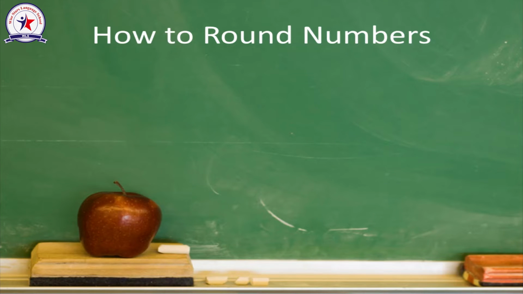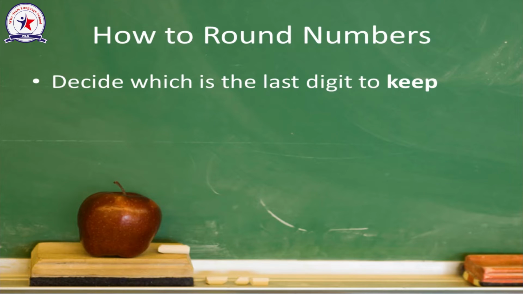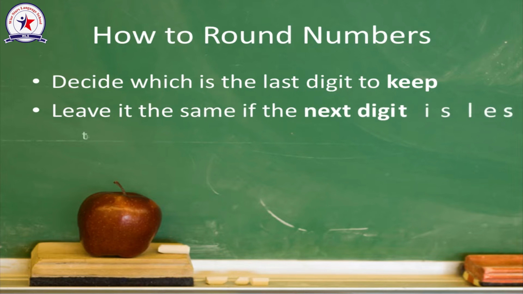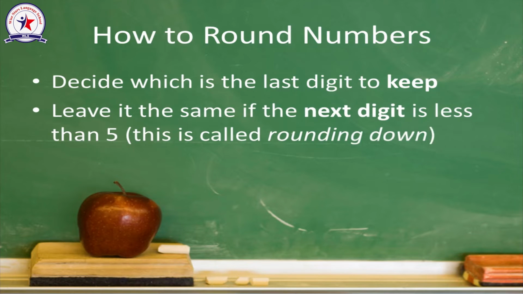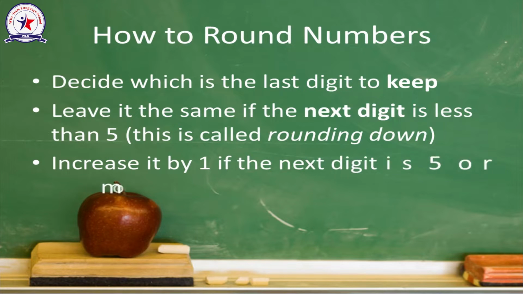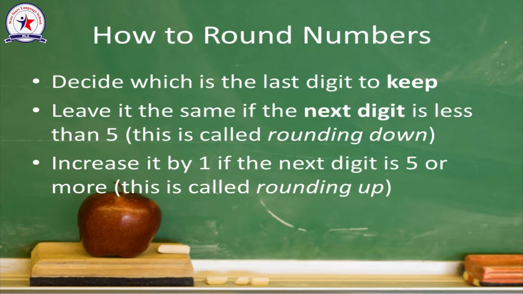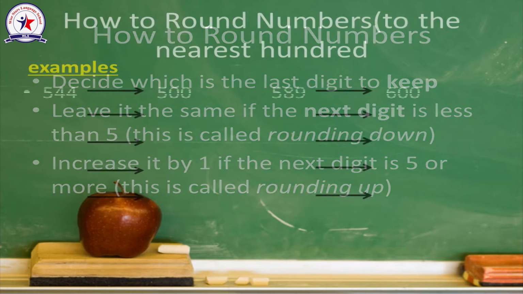How to round numbers? Decide which is the last digit to keep. Leave it the same if the next digit is less than 5. This is called rounding down. Increase it by 1 if the next digit is 5 or more. This is called rounding up.